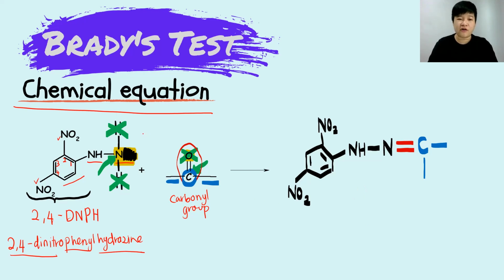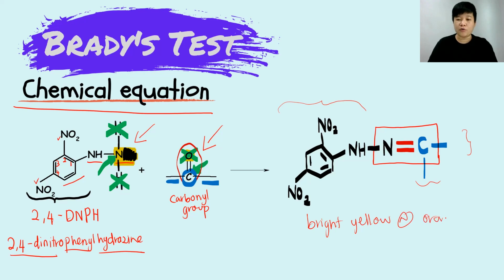The main groups that we focus on are your NH2 and also your C double bond O. And we will combine the nitrogen that loses the hydrogen and the carbon that loses the oxygen. So this is the combination over here. And the rest of the groups will just be recopied. You can simply recopy this group. Okay. So this is actually your bright yellow or orange precipitate formed. Alright? Simple. So we only focus on the NH2 group and the C double bond O.